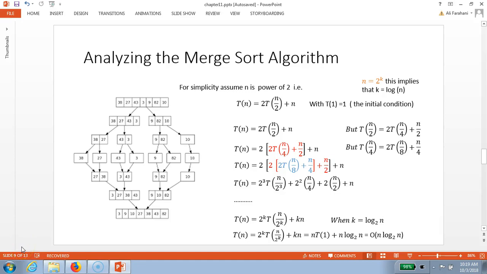In this video, I'll go over the mathematical analysis of the merge sort algorithm. You're familiar with merge sort and how it works, basically.